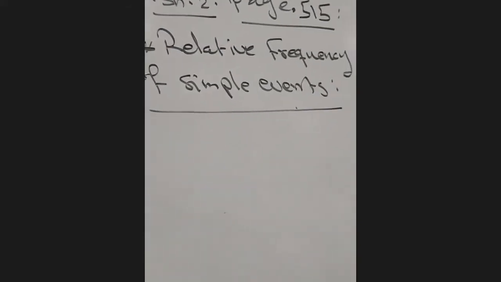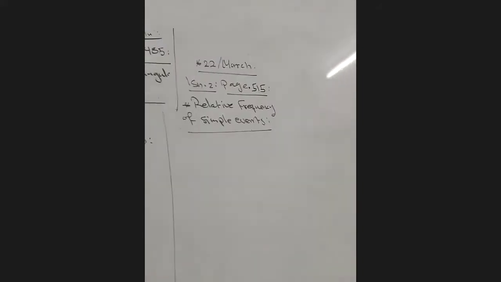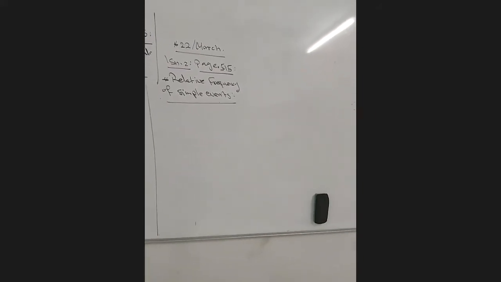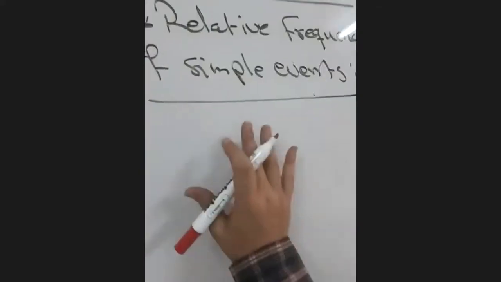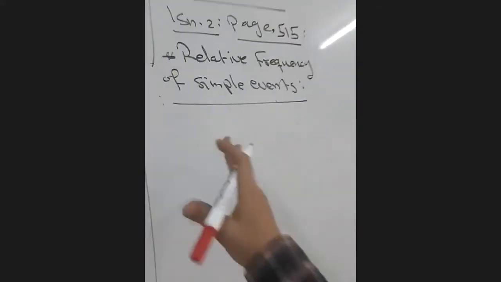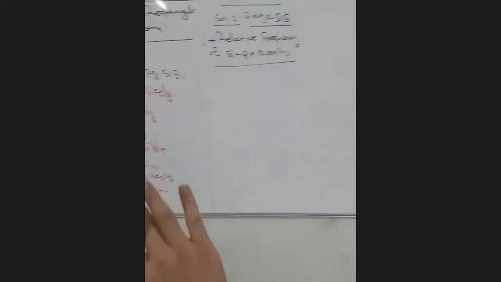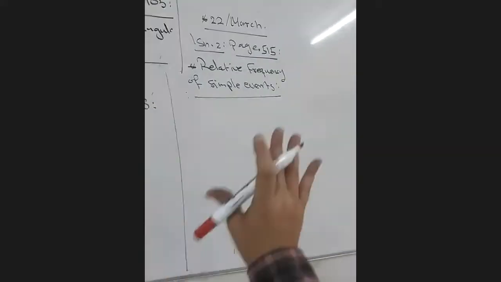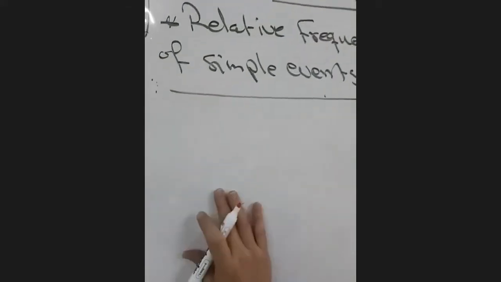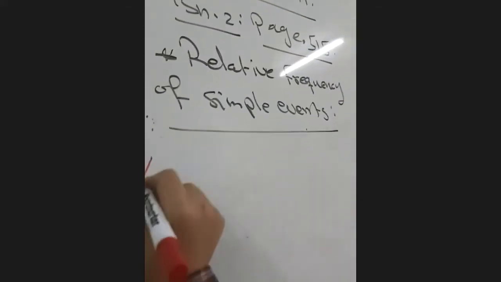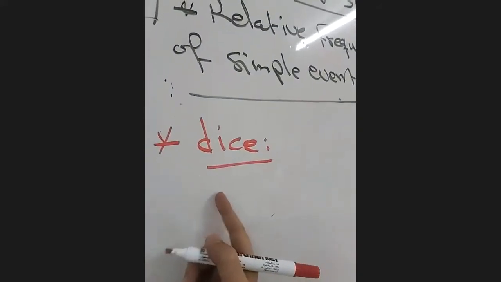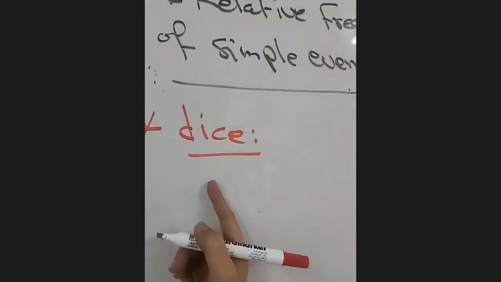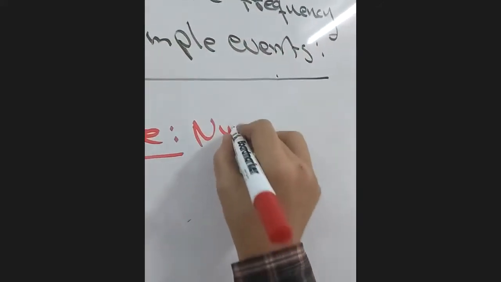Relative frequency of simple events. Okay, now to understand this lesson, guys, let's understand this idea here. Leave the homework, leave everything, just focus with me here on the board, please. Now, all of us know the dice, not the rice, the dice. You know the dice, which is the number cube.